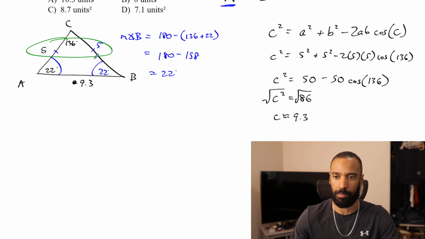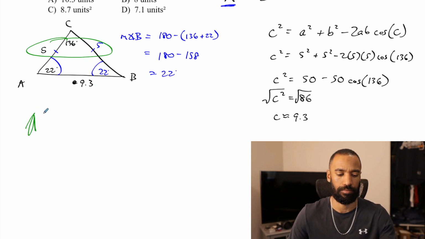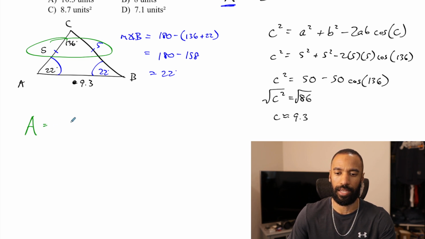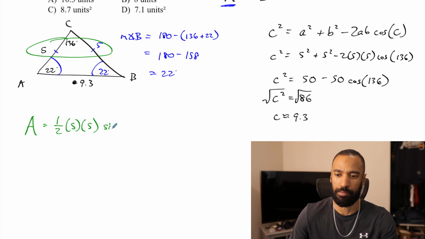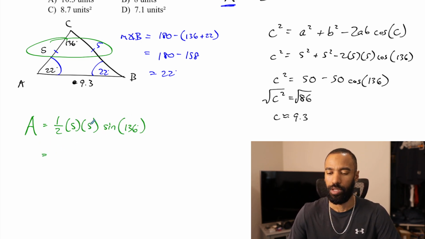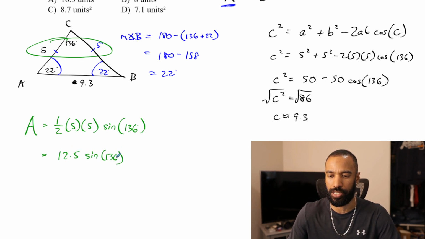The same 1/2 AB times sine of C. So the area is 1/2 AB times sine of C, like that. So half of 25, 12.5 times sine of 136.